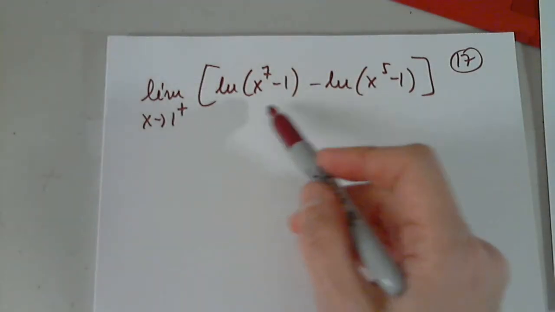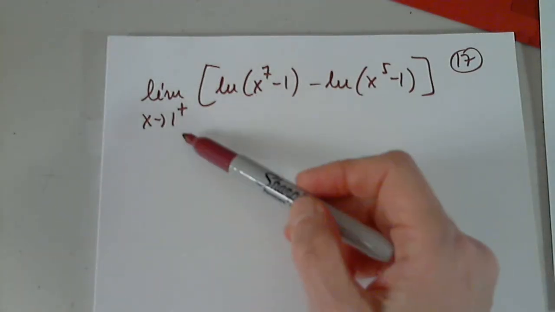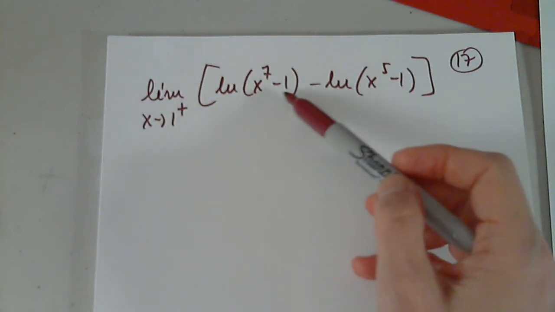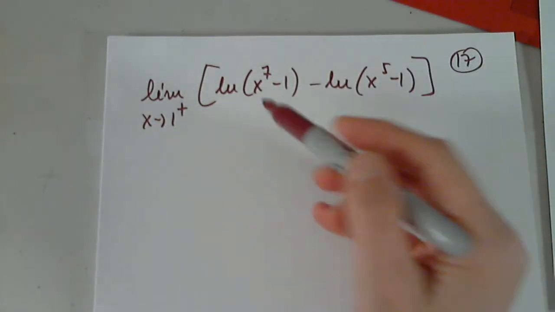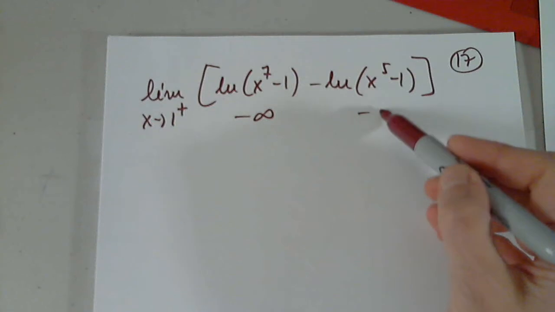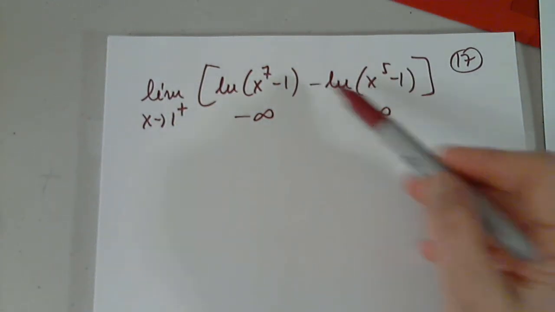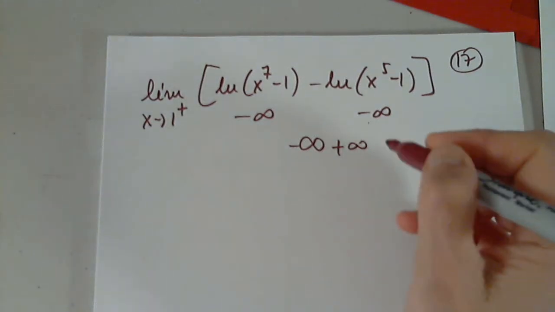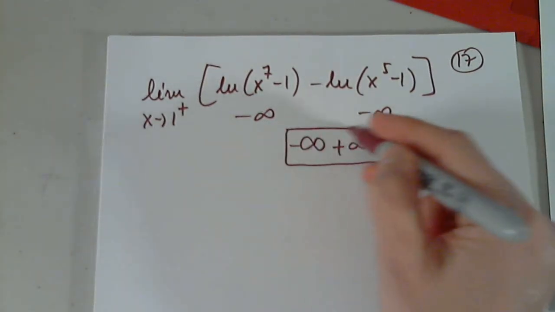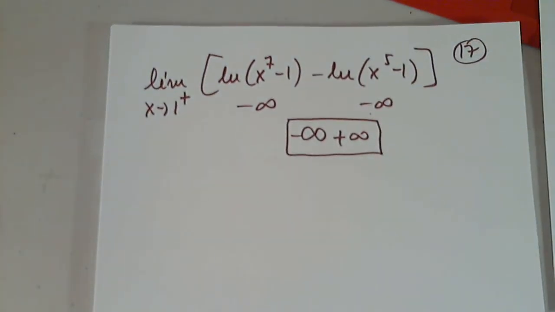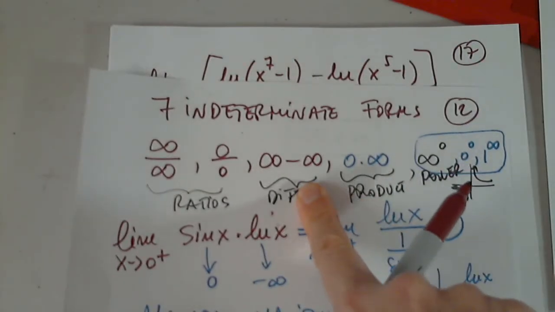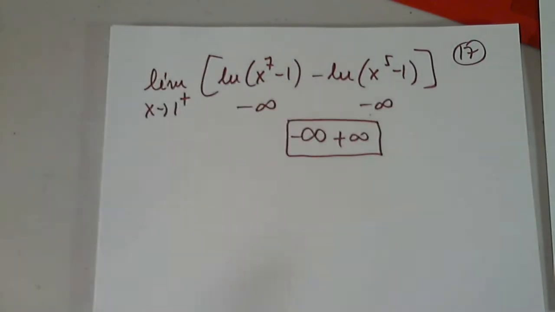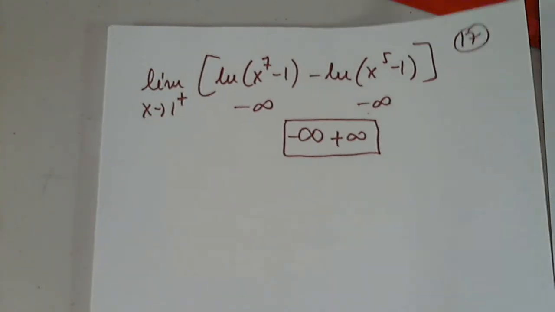So this is going to 1 from the right. So this is 0 from the right. So this will be negative infinity. This will be negative infinity, but it has a minus in front. So it's the indeterminate case. No, you cannot conclude what this is. It's the difference, infinity minus infinity. So we don't know what that is.